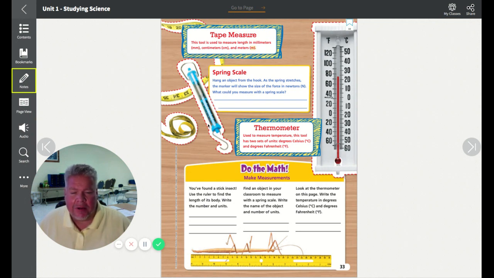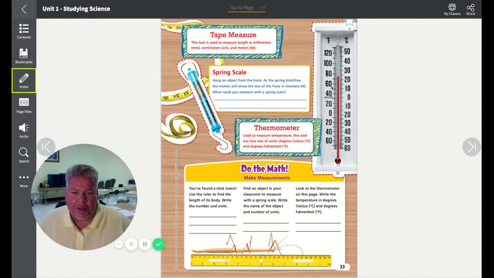Here's that spring scale. How would that work? Well, you hang an object from the hook. As the spring stretches, the marker will show the size of the force in newtons. What could you measure with a spring scale? What would you measure? You could hang something from it here, like, I don't know, I can't think of anything off the top of my head. It would have to be something that you could hang, wouldn't it? If you had a little basket hanging from here, maybe you could put things in the basket, but then the basket would have some kind of weight too, wouldn't it? Think about that. What kind of things would you be able to measure with a spring scale?